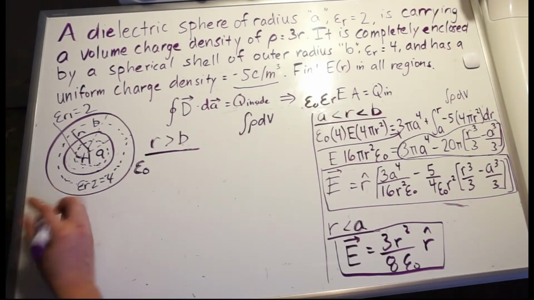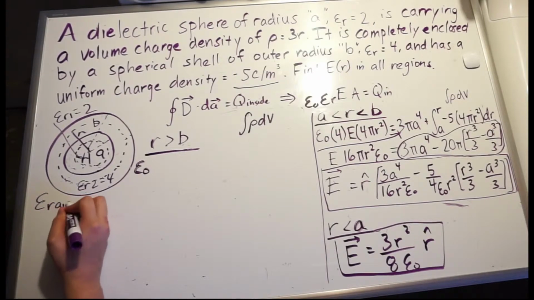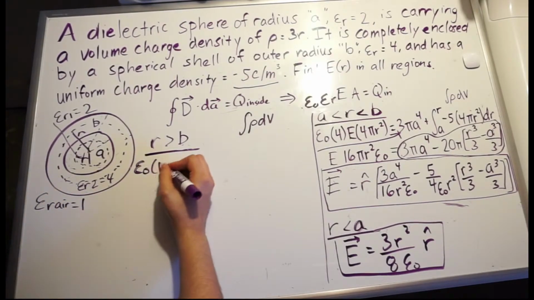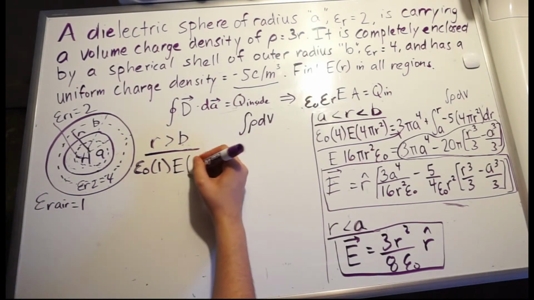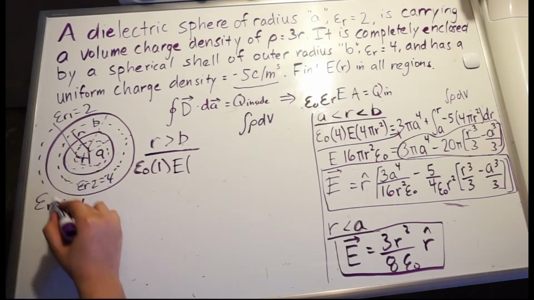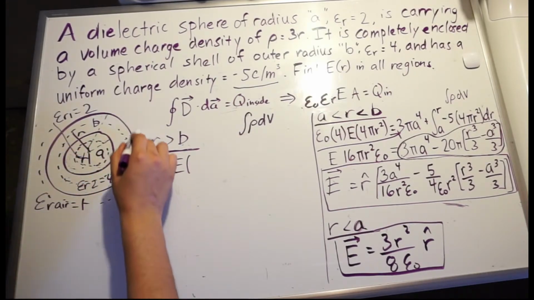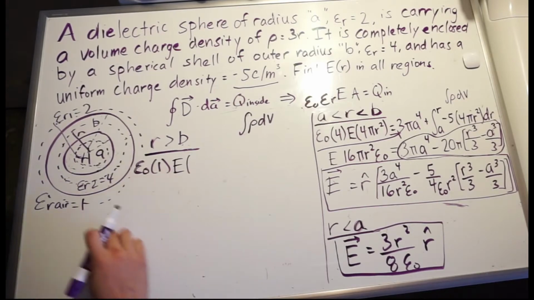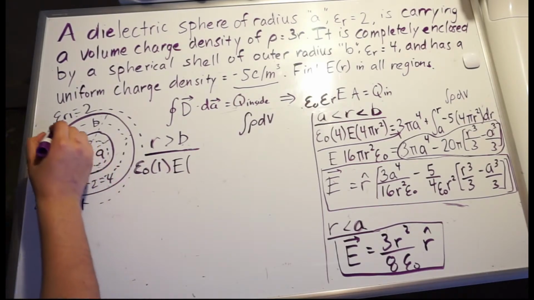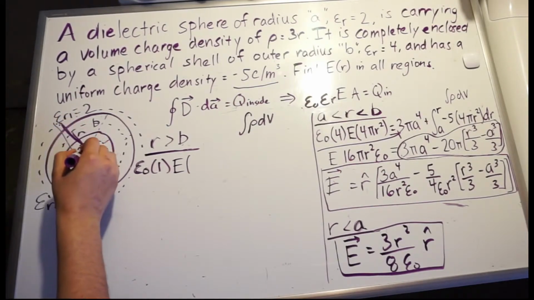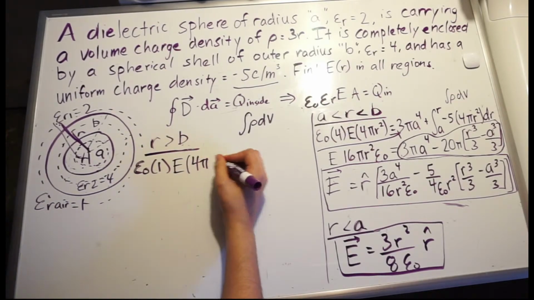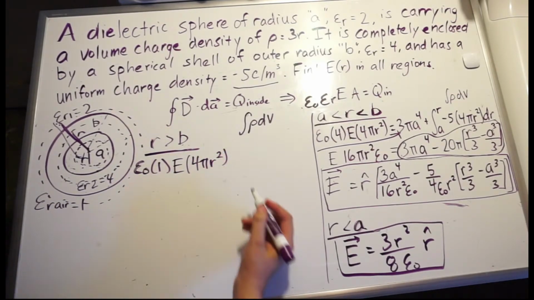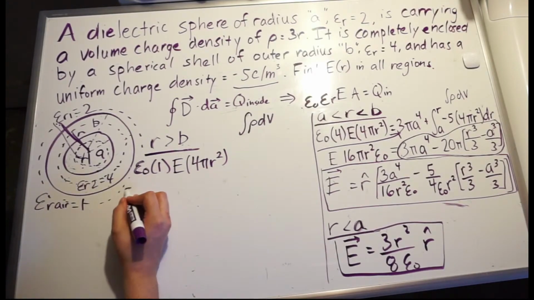E of r, air equals 1, times E. Again, that's what we're solving for, the electric field. And this time, the Gauss surface is greater than B. So the radius is from the center to the Gauss surface, which is greater than B. Again, the surface area is 4 pi r squared. And I'm running out of room, so I'm going to write this over here.